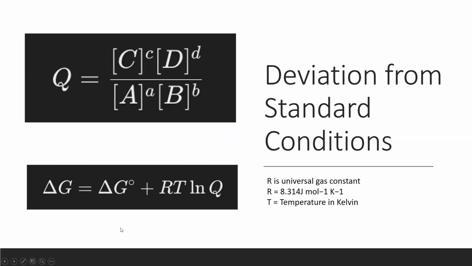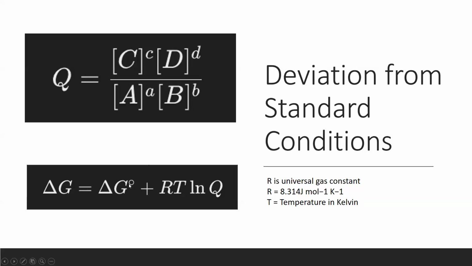Delta G equals delta G0 plus RT ln Q. Now, this is an equation that can predict what will happen with reactions that are not at equilibrium based on the current concentrations of reactants and products. The delta G0 is under standard conditions and then is altered by the non-standard conditions, where Q is obviously the ratio of products to reactants, R is the universal gas constant, and T is the temperature in Kelvin.